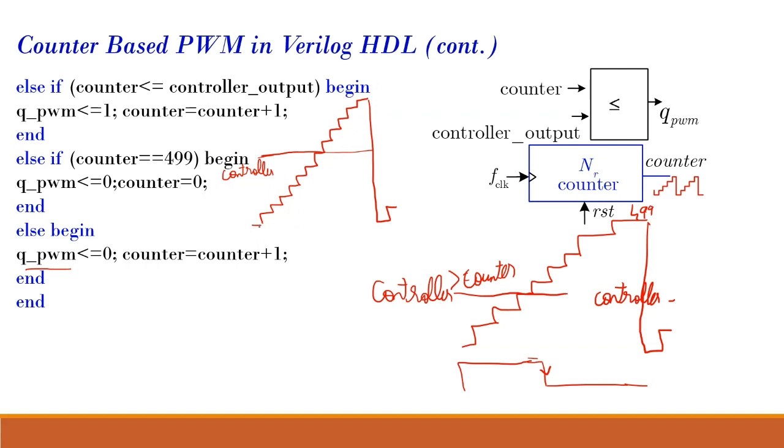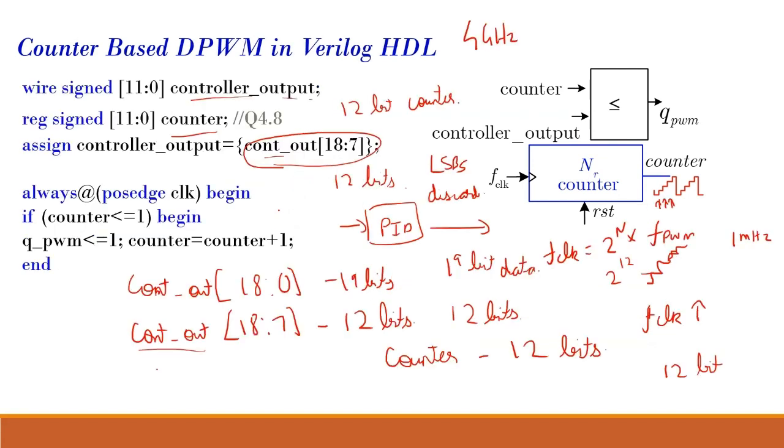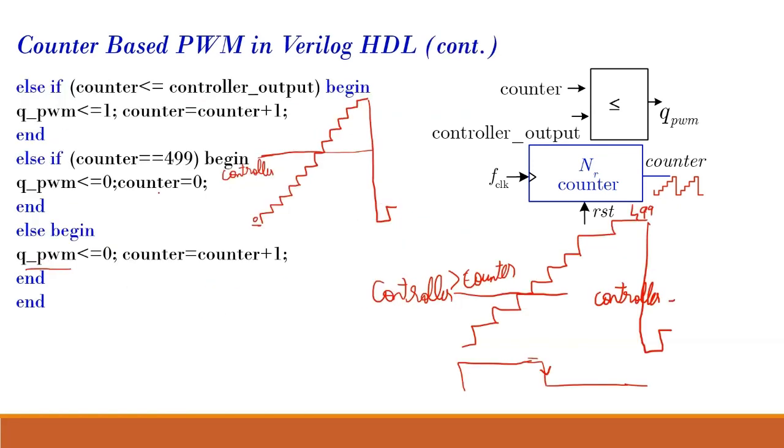Okay, so first I'll start from the beginning. The counter value is 0. That's the first condition: the counter value is less than or equal to 1, which means the counter value is 0. This is always clock driven. So at this clock, it is checking that the counter value is less than 1. That means the value is 0. What I will do is set the PWM to 1.